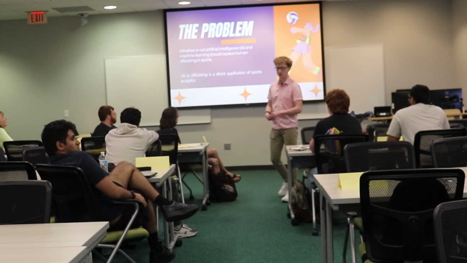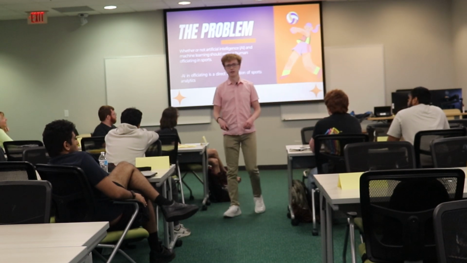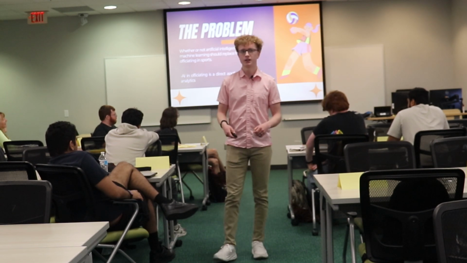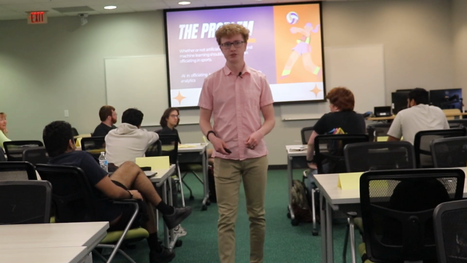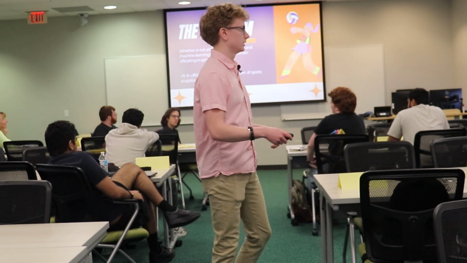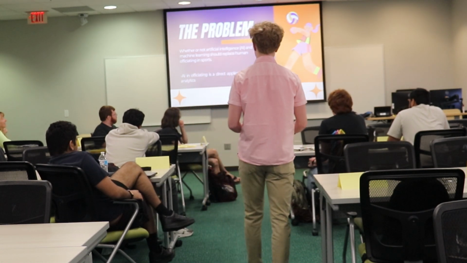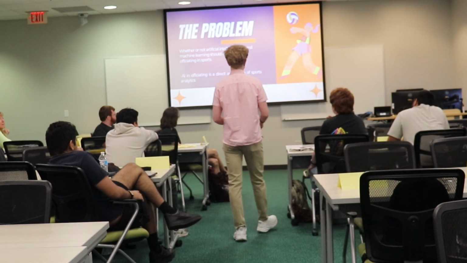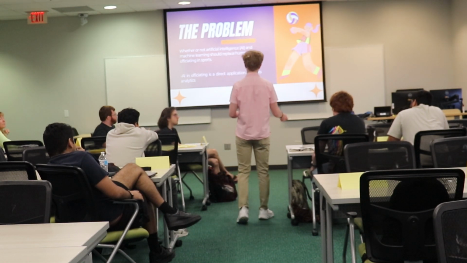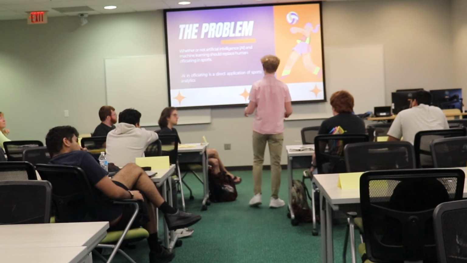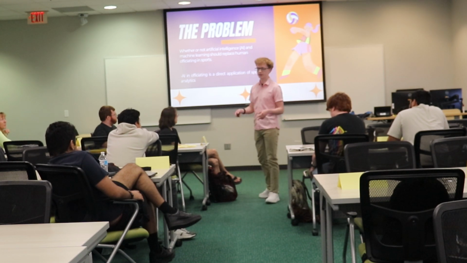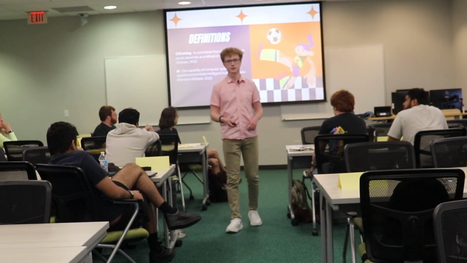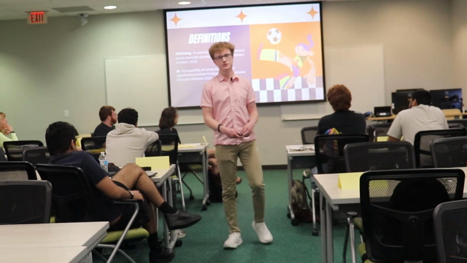So, what is the problem in AI officiating? The problem is whether or not artificial intelligence and machine learning should replace human officiating in sports in order to potentially improve the accuracy and fairness of the sport. And just as a side note, AI officiating is a direct application of sports analytics, and a lot of the systems that use AI in officiating are collecting data, and that's a direct application of sports analytics.